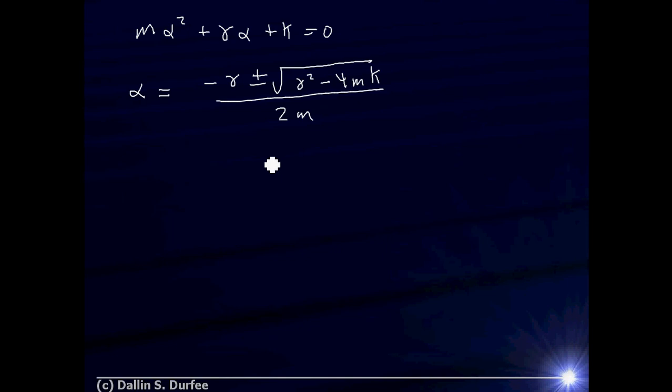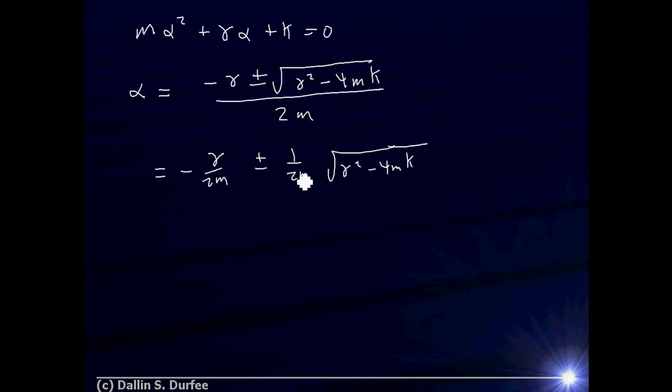I can use the quadratic formula. Right? Just plugging this into the quadratic formula, I find that alpha is equal to minus gamma plus or minus the square root of gamma squared minus 4mk, all divided by 2m. All right? So let's look at this. Basically this is minus gamma over 2m, and then I have plus or minus 1 over 2m square root of gamma squared minus 4mk.